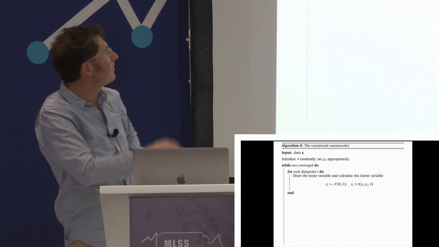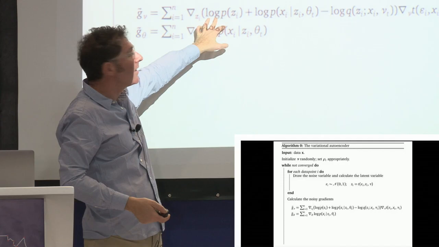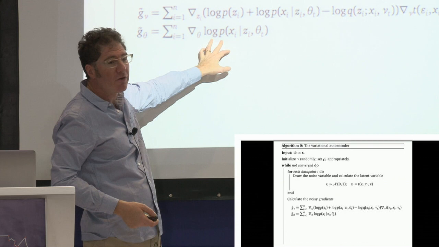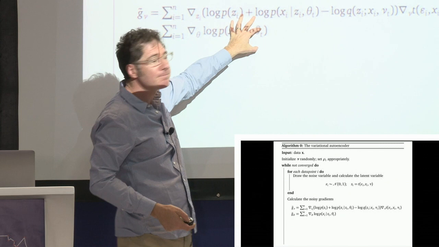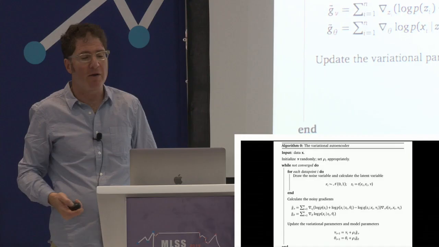Then I'm going to use these epsilons and Zs to calculate these noisy gradients. Here's the noisy reparameterization gradient, the Monte Carlo approximation. Here is the Monte Carlo approximation of the gradient of the log likelihood. And notice that they're using the same epsilons. That's the idea. Finally, I'm going to update both the variational parameters and the model parameters with those noisy gradients. And so that's a variational autoencoder. That's how variational autoencoders fit a deep generative model.